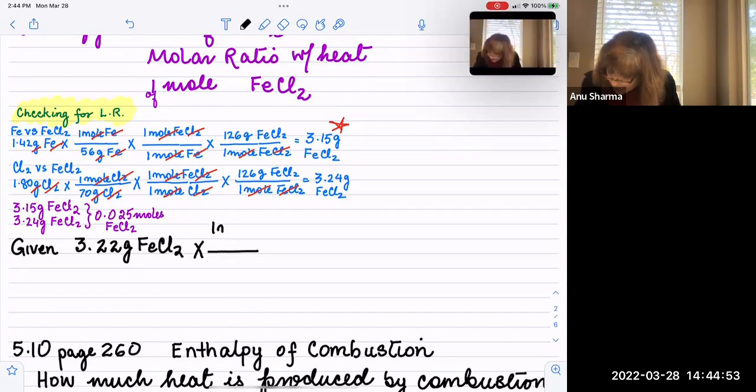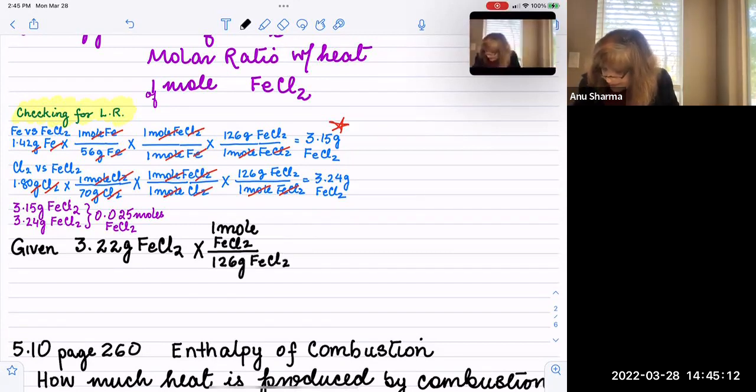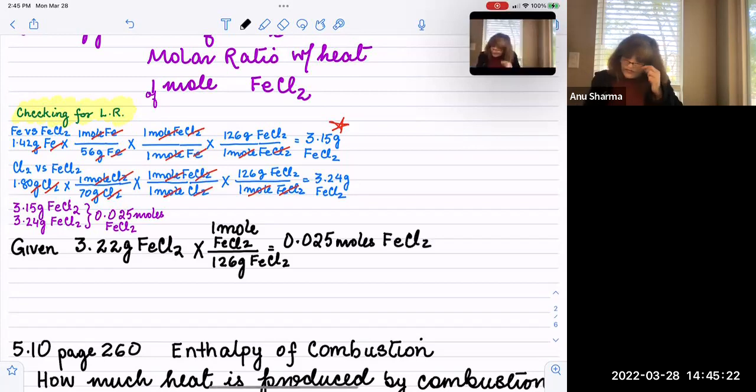So 1 mole of FeCl2 is 126 grams of FeCl2. Okay, and this is 0.025 moles of FeCl2.